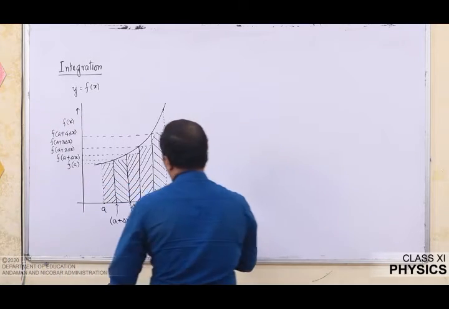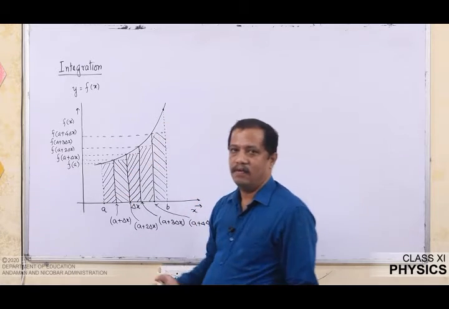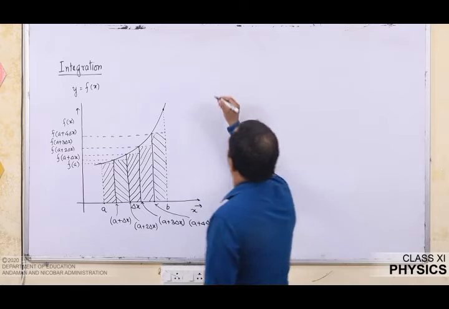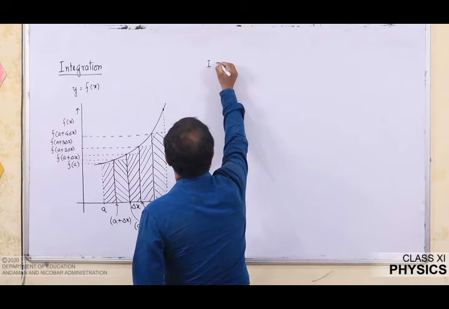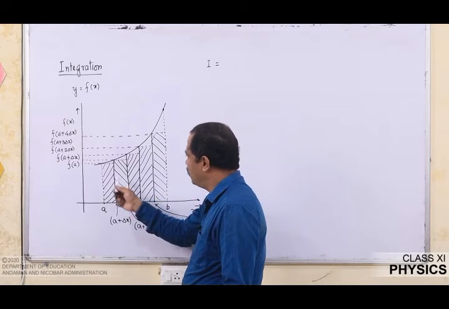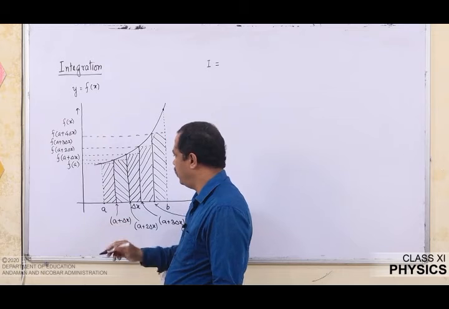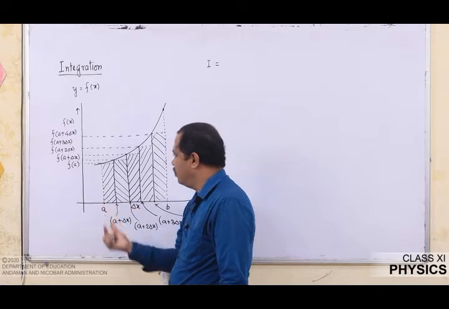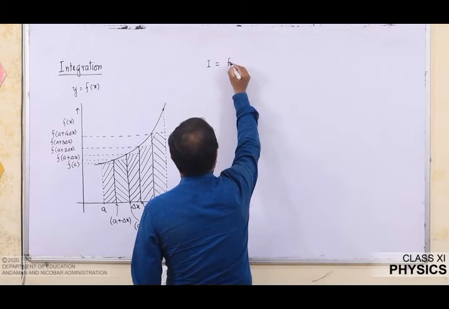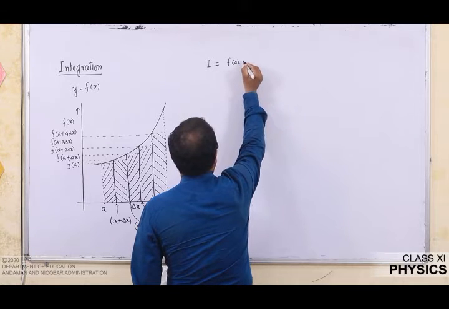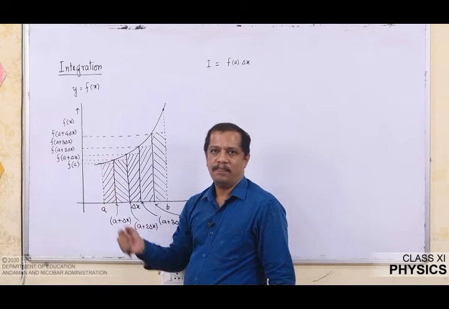Now my aim was actually to calculate the entire area under this curve. So now let me say the area under this curve is I. Now this I calculate: what is the area of the first strip? So first strip, height is f of a, width is del x, so length into breadth. So length happens to be f of a, breadth is del x. So I got the area of the first strip.